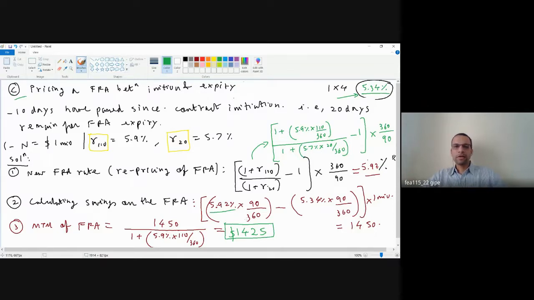So any questions in part A, part B, or part C? And these are the only 3 points whereby you'll have to price a FRA. So I have a question. While calculating MTM, we are using FV divided by 1 plus R. So why are we not using FV divided by 1 plus R to the power T?